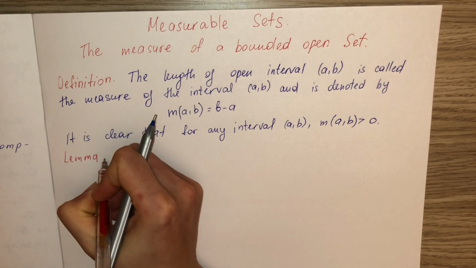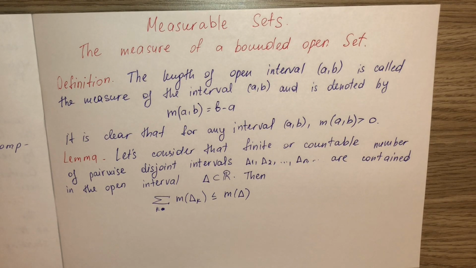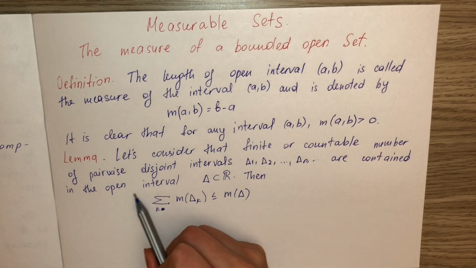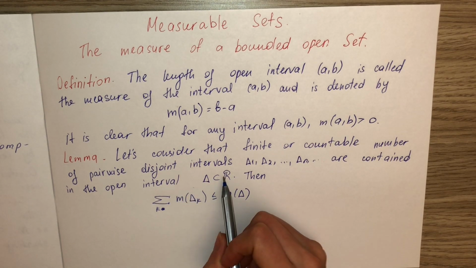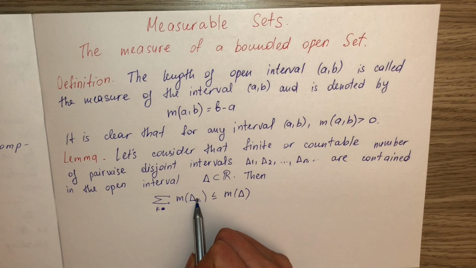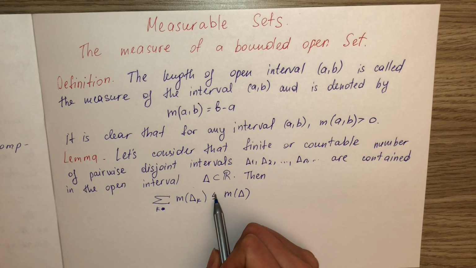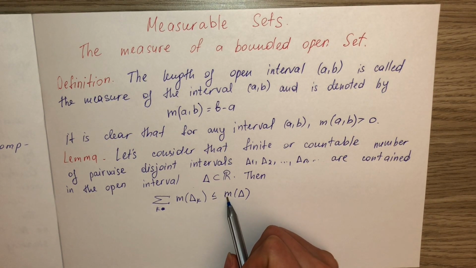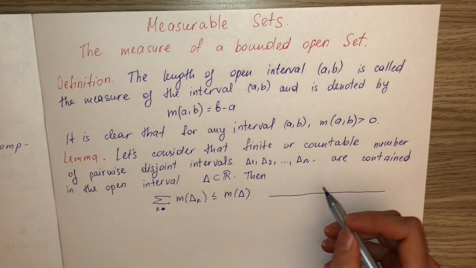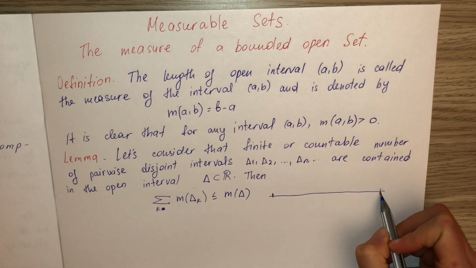Lemma. Let's consider that a finite or countable number of pairwise disjoint intervals delta 1, delta 2, delta n are contained in the open interval delta, that's a subset of R. Then the sum of the measures of delta k is less than or equal to the measure of delta. Let me show you. Let it be an open interval delta.